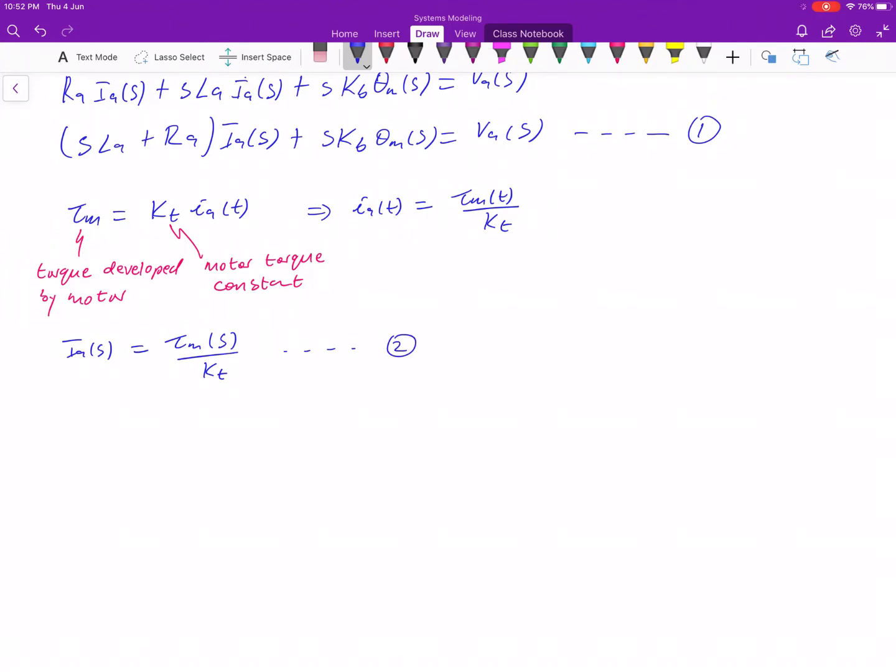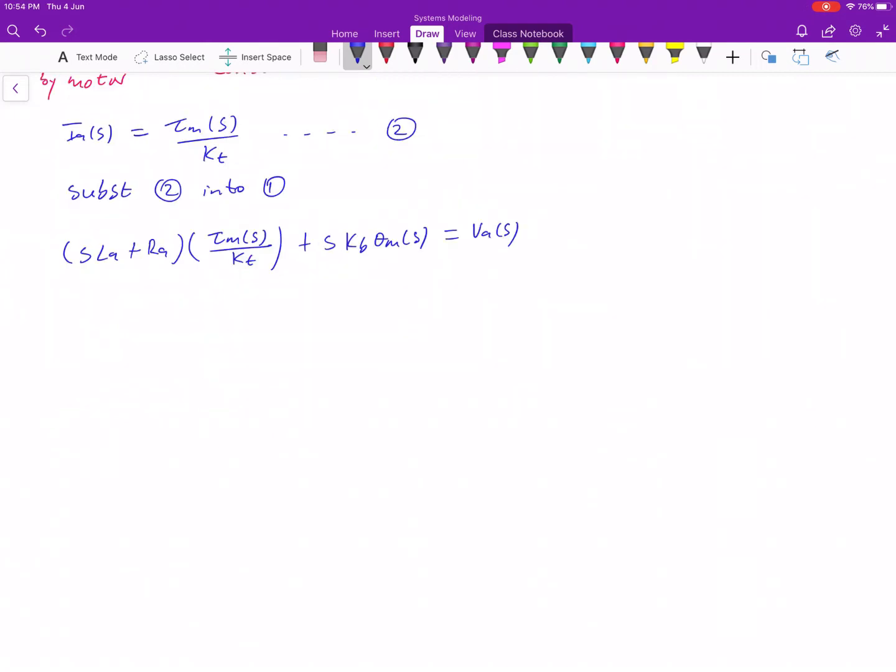Now we can substitute equation 2 in equation 1. So let's say substitute 2 into 1. So we can simplify this equation as (s LA plus RA) times the torque over KT plus s KB theta m is equal to the applied voltage. So we can call this equation 3.